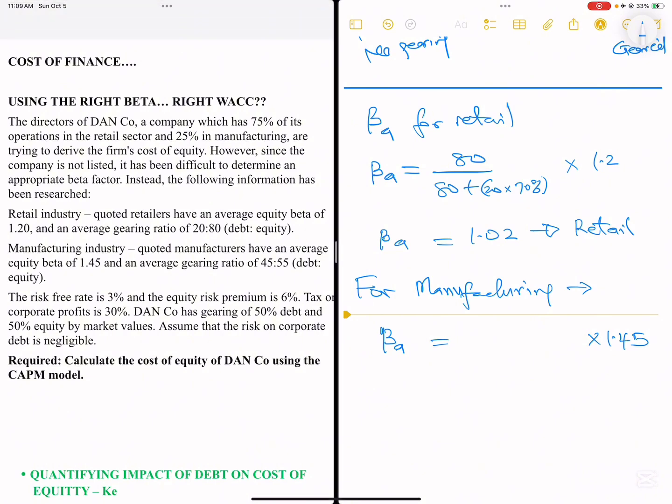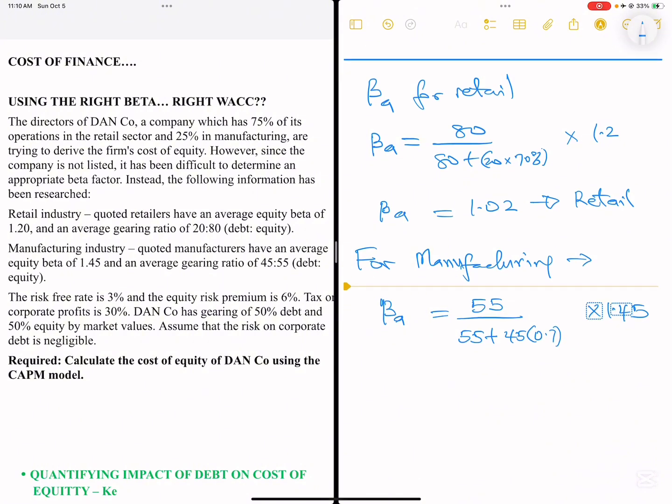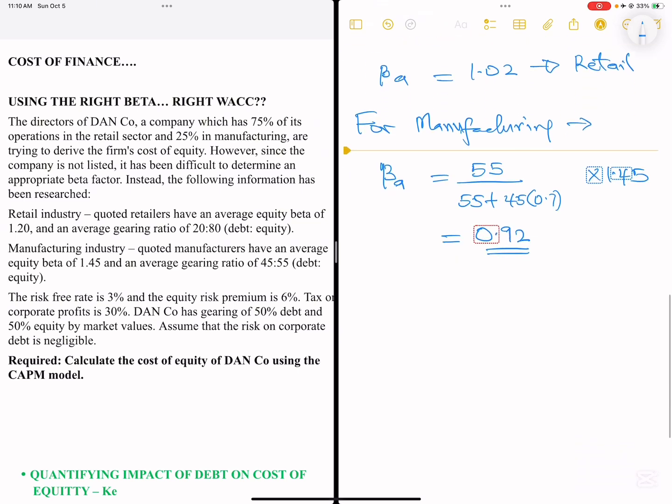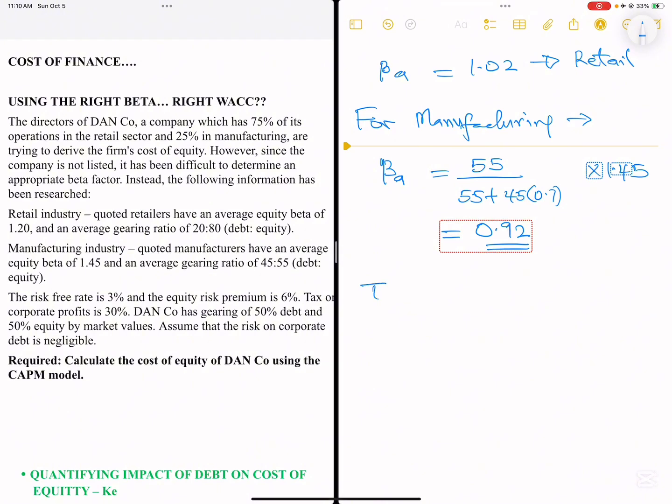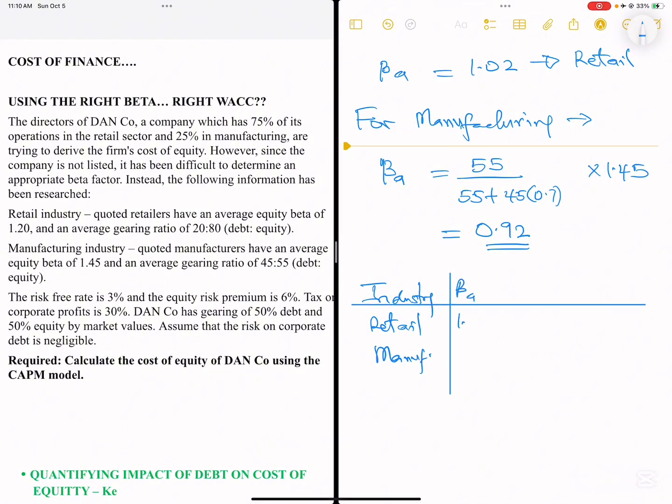So 55 equity, divided by 55 equity plus 45 debt. And 1 minus t is 70%, so that's 0.7. If you put that into the calculator, we have an asset beta of 0.92. So which means we have the asset beta for each industry. If I put these industries, retail and manufacturing, we have asset betas of 1.02 and 0.92.